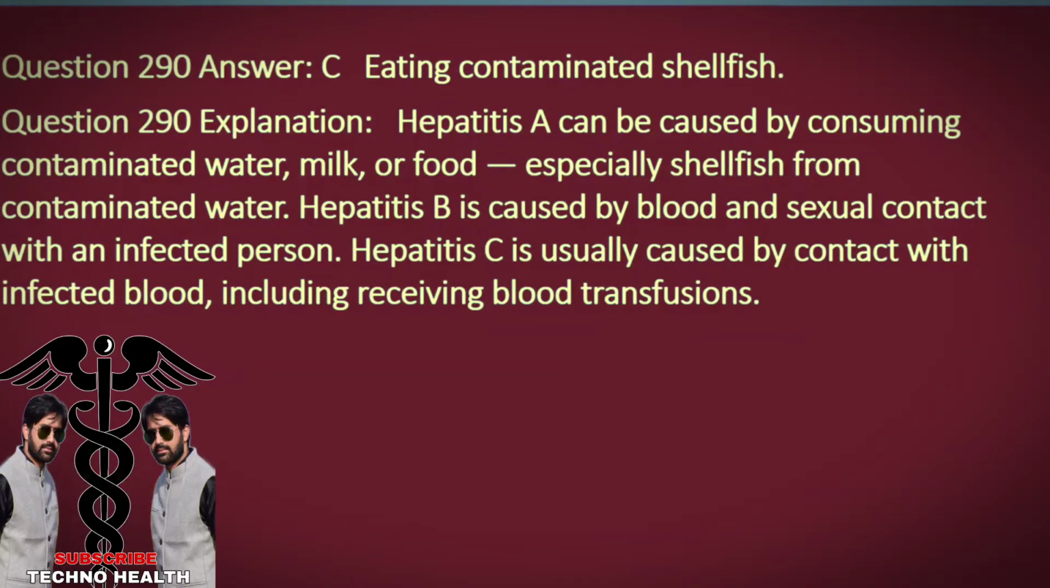Question 290. Explanation: hepatitis A can be caused by consuming contaminated water, milk, or food, especially shellfish from contaminated water. Hepatitis B is caused by blood and sexual contact with an infected person. Hepatitis C is usually caused by contact with infected blood, including receiving blood transfusions.